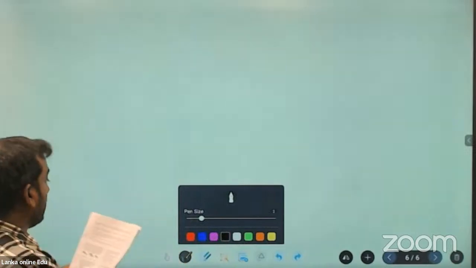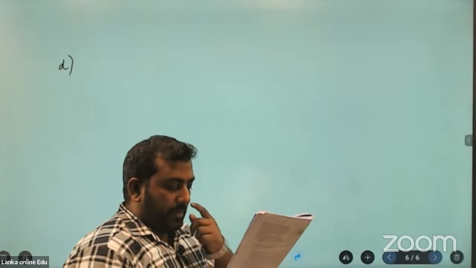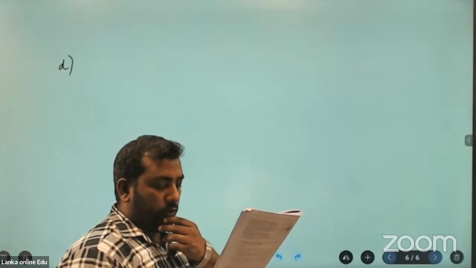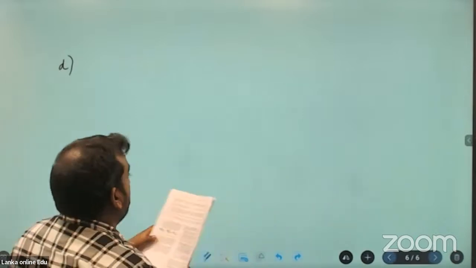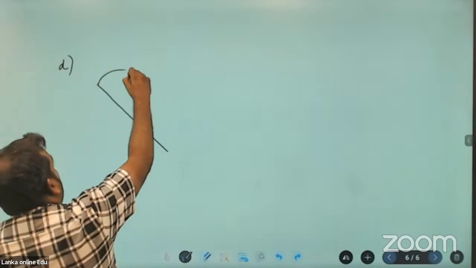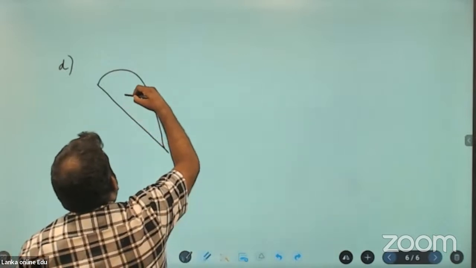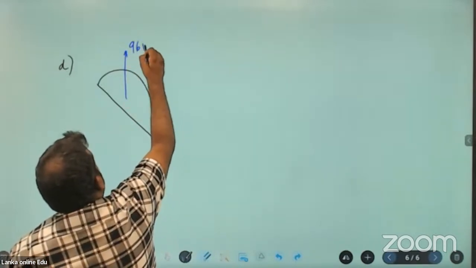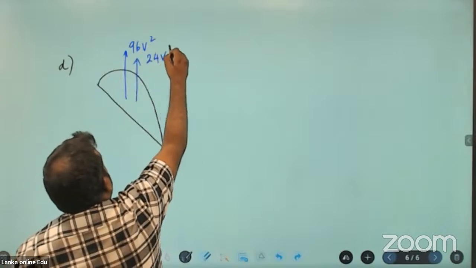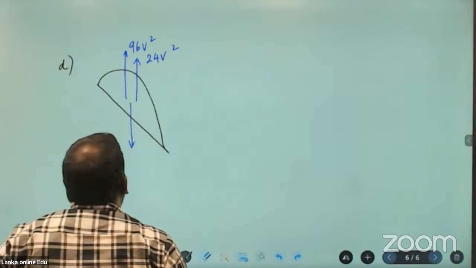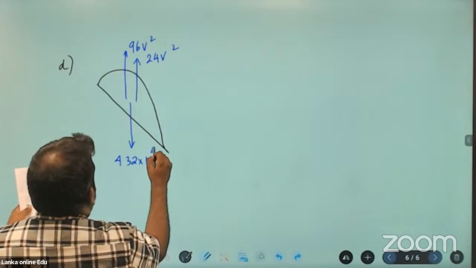Now Part B. If the mass of the airplane is 4.32 × 10 to the power 4, calculate the minimum speed required for the plane to take off. Draw all the vertical forces separately now. Vertical force due to Bernoulli, 96 V squared. Vertical force due to collision, 24 V squared. Vertical weight, 4.32 × 10 to the power 4 times G.